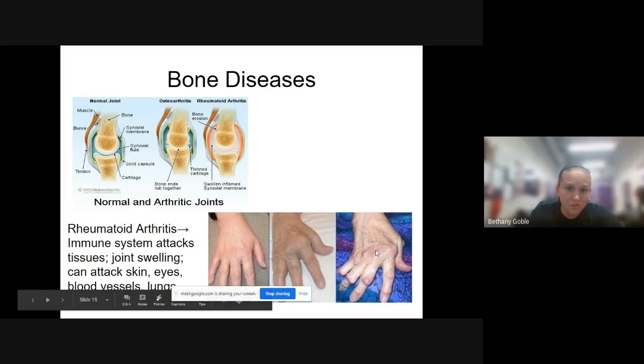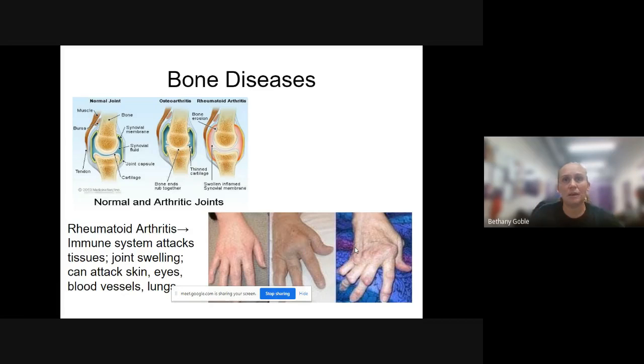This isn't something that's contagious. However, rheumatoid arthritis can run in families. Like I said, every one of us probably gets mild arthritis. However, rheumatoid arthritis is genetics, right?